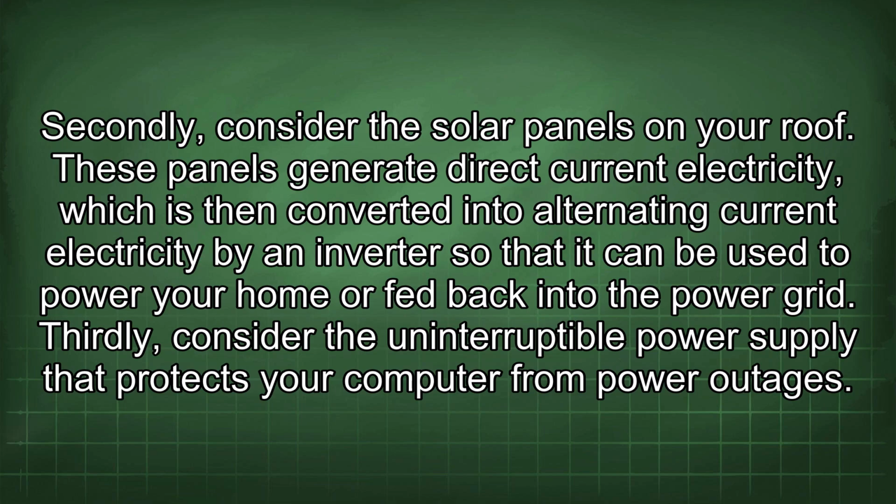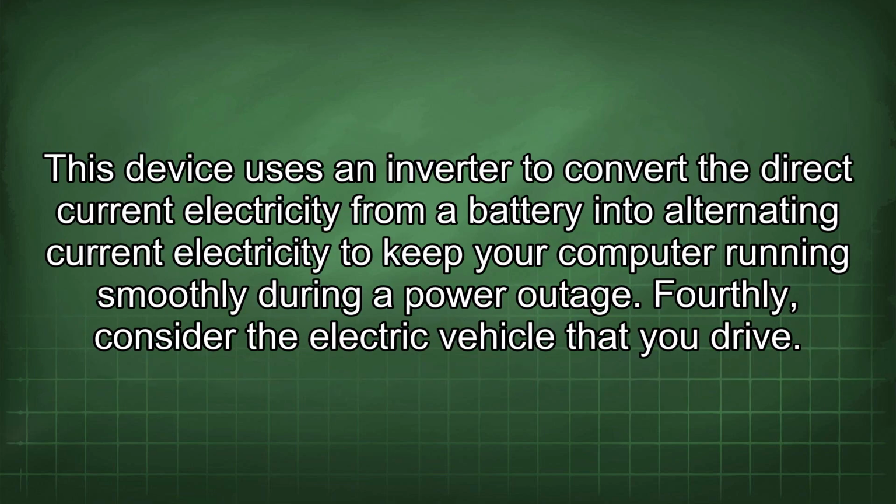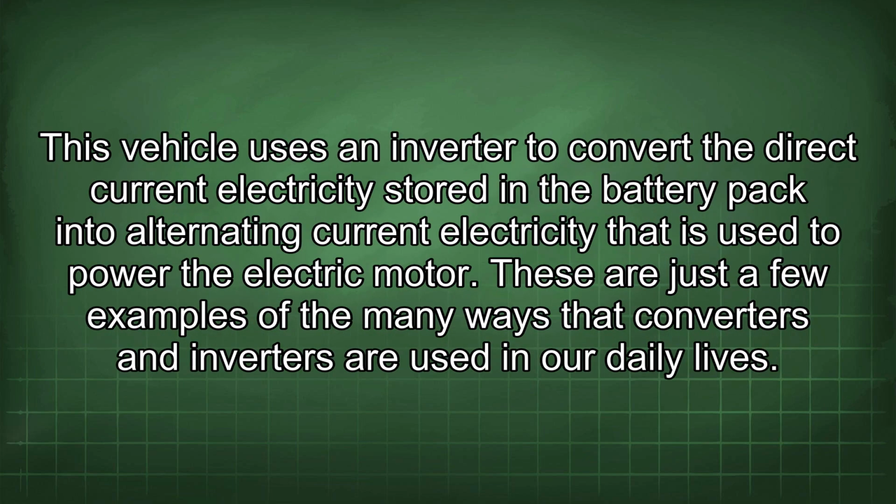Thirdly, consider the uninterruptible power supply that protects your computer from power outages. This device uses an inverter to convert the direct current electricity from a battery into alternating current electricity to keep your computer running smoothly during a power outage. Fourthly, consider the electric vehicle that you drive. This vehicle uses an inverter to convert the direct current electricity stored in a battery pack into alternating current electricity that is used to power the electric motor. These are just a few examples of the many ways that converters and inverters are used in our daily lives.